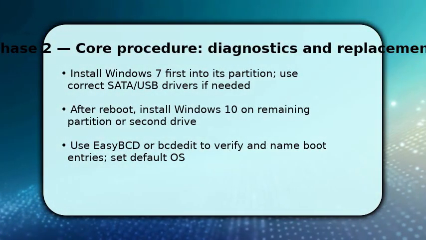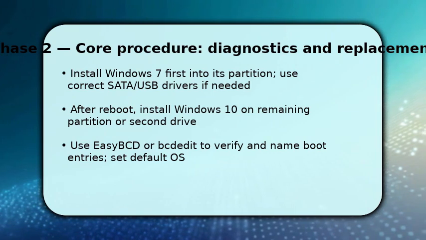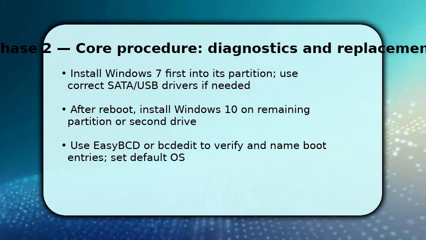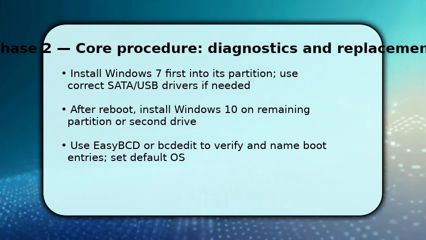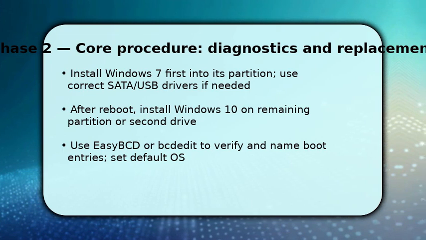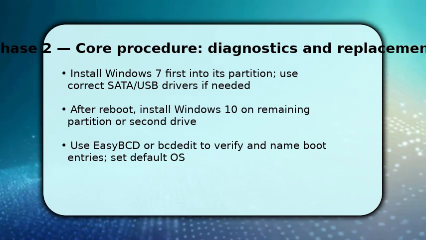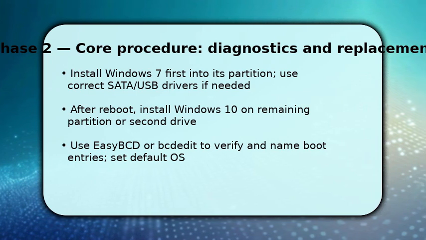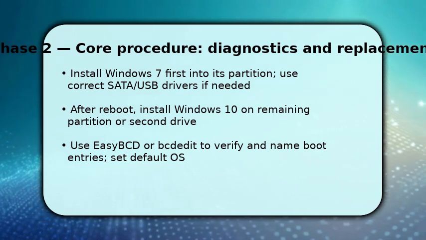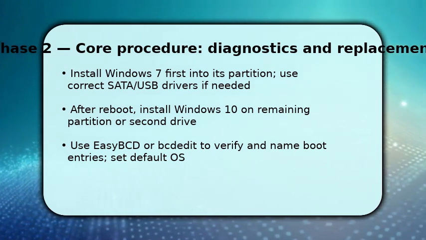You install Windows 7 into the prepared partition. Follow prompts, load SATA or USB 3.0 drivers if the installer cannot see the disk. Once Windows 7 boots and you've installed basic drivers, reboot into the Windows 10 installer and select the other partition or drive. Do not overwrite Windows 7.